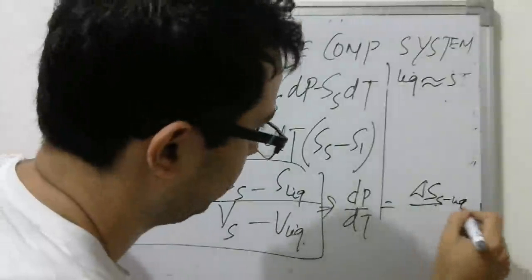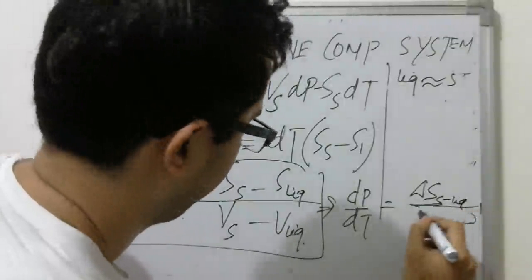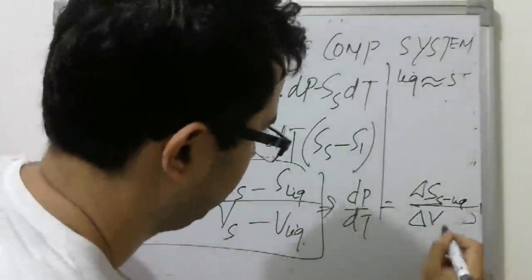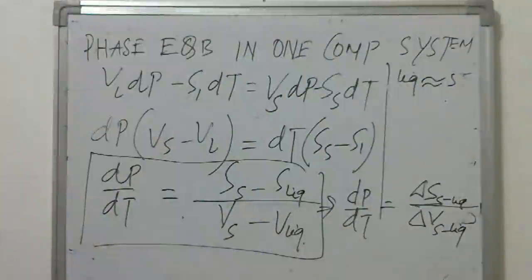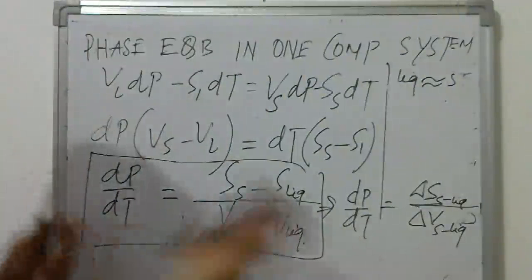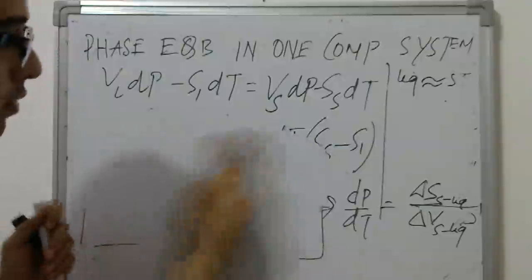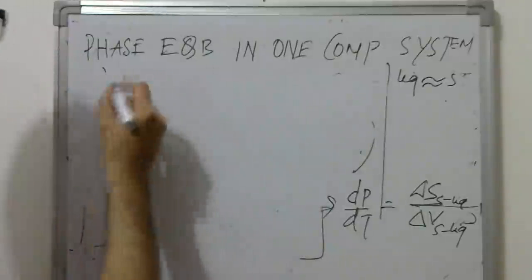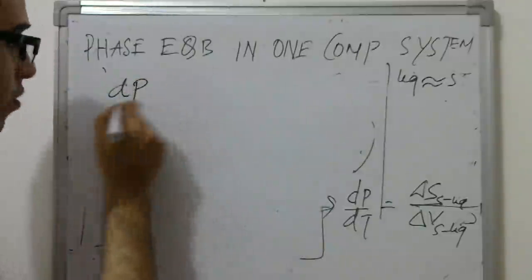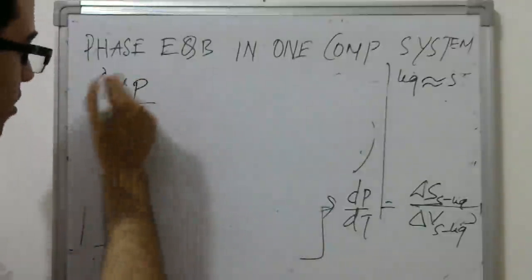Solid minus liquid by delta V, solid minus liquid. Okay, or we'll say solid minus liquid. I'll just write it clearly over here. This is the very, very important equation. Please note it down. A lot of questions are asked.